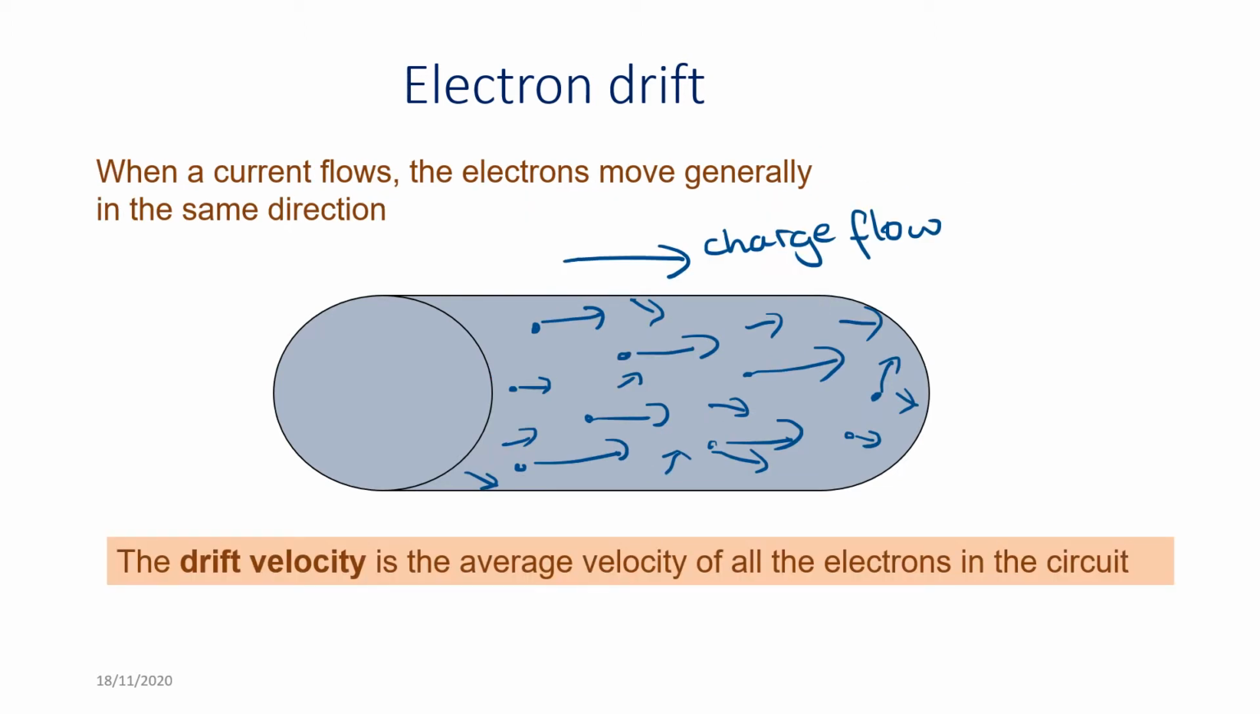When a current flows, the electrons move generally in the same direction, not completely all going in the same direction, but overall there is a drift in one direction, the direction in which the current is flowing. And we can define something called drift velocity. Drift velocity is the average velocity of all the electrons in the circuit.